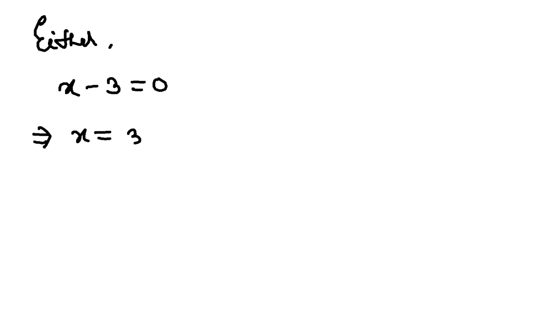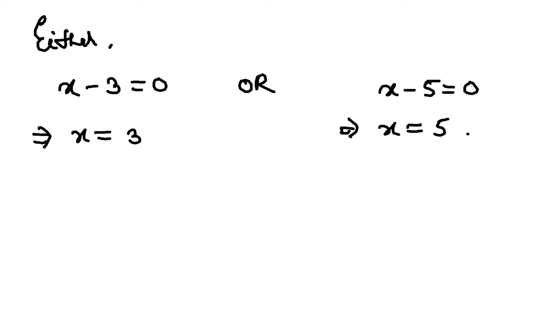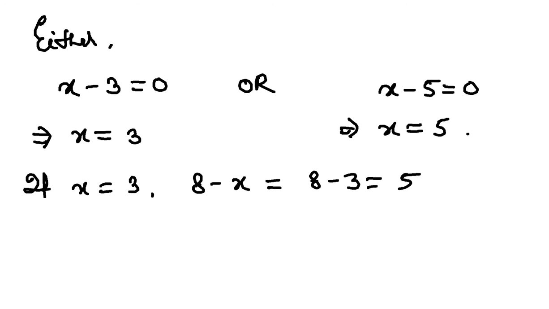So if I do either or, I have either x minus 3 equal to 0, that will give us x equal to 3, or my second factor x minus 5 equal to 0, that will give us x equal to 5. Now one part is 3, other one saying one part is 5. Basically your total was 8. So if you take x equal to 3, your 8 minus x, that was the other part, is 8 minus 3, that is 5. So my parts are 3 and 5.